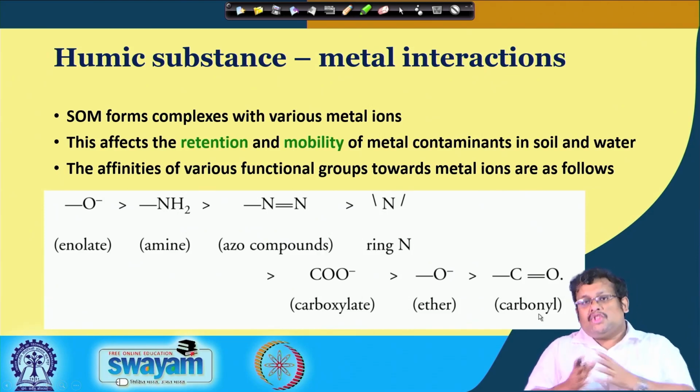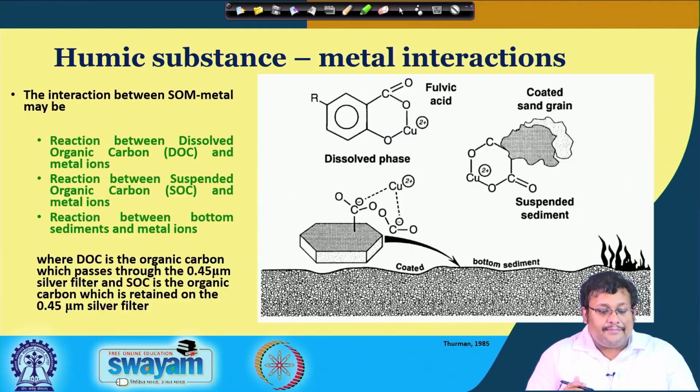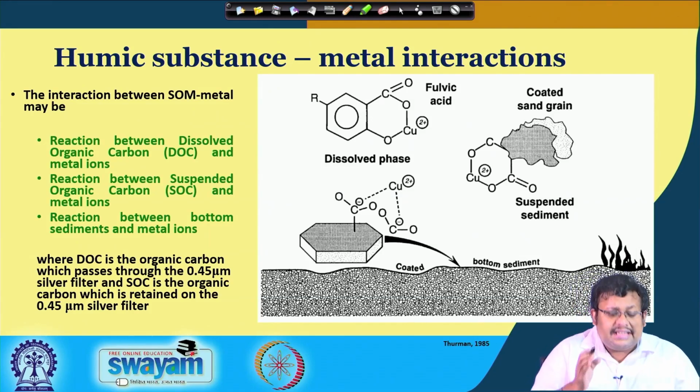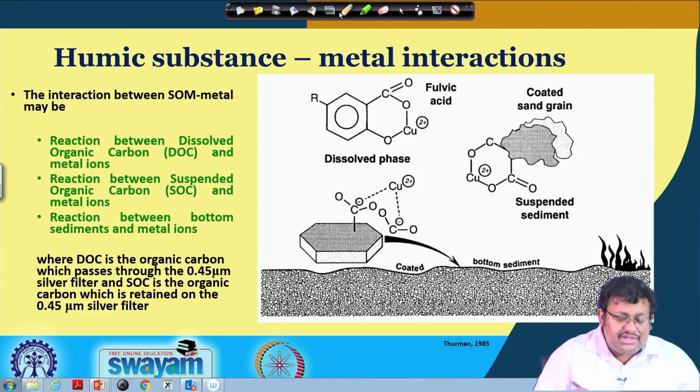So the humic substances also vary in their affinity to produce metal complexes, and their affinity towards the metal ion varies from one functional group to another, as we can see here. Now, the interaction between soil organic matter and metal in a water body can be described by this picture. You can see there are three types of interaction.